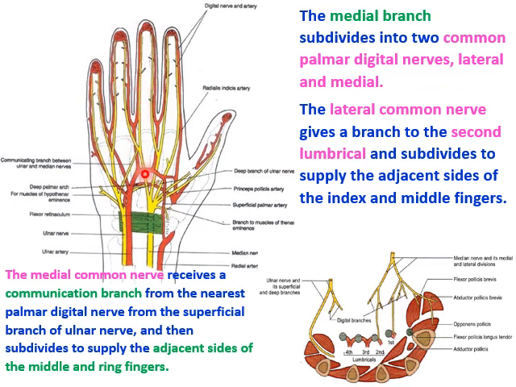Next, the medial common palmar digital nerve, before dividing into proper palmar digital nerves, receives a communicating branch from the superficial branch of the ulnar nerve. So after receiving the communicating branch from the ulnar nerve, the medial common palmar digital nerve then divides into proper palmar digital nerves, supplying the adjacent sides of the middle and the radial side of the ring finger. So this medial common palmar digital nerve supplies the second lumbrical muscle.